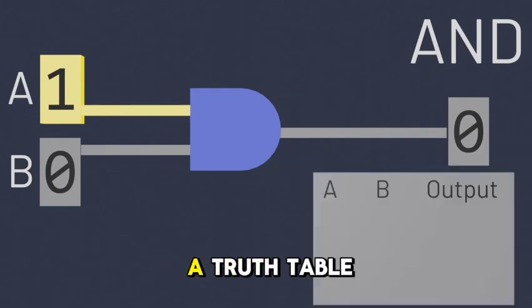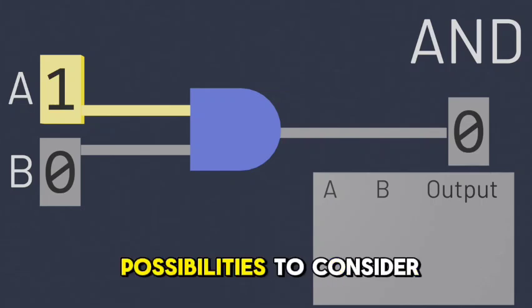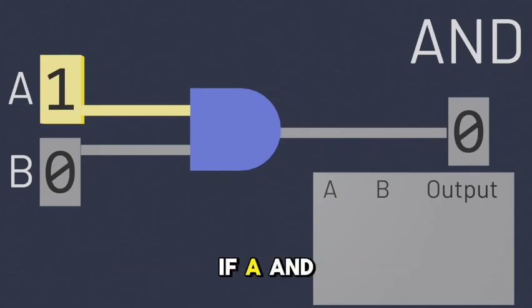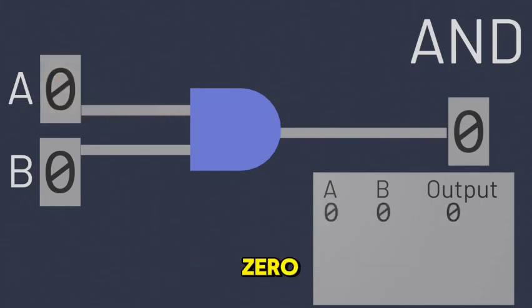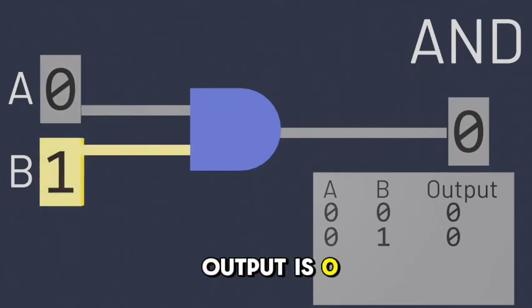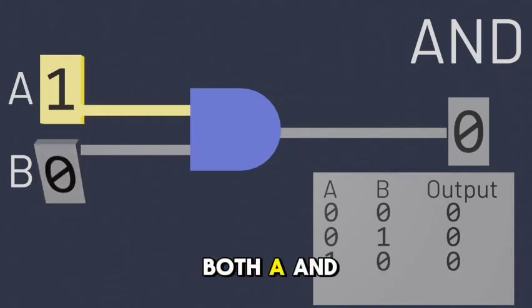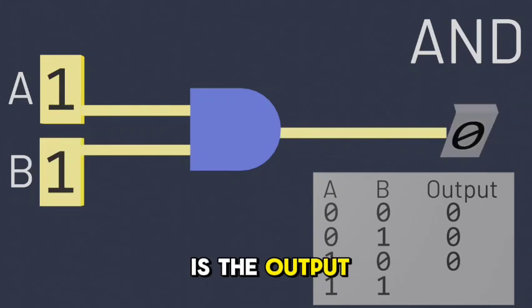We can construct a truth table here too. This truth table is a bit bigger, since with two inputs there are more possibilities to consider. If A and B are 0, the output is 0. If A is 0 and B is 1, the output is 0. If A is 1 and B is 0, the output is still 0, and only when both A and B are 1s is the output a 1.